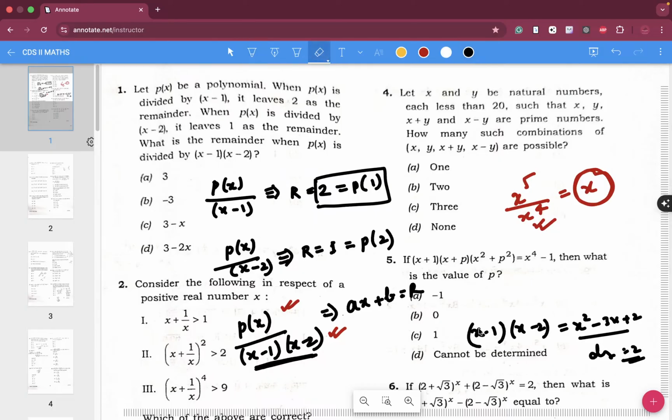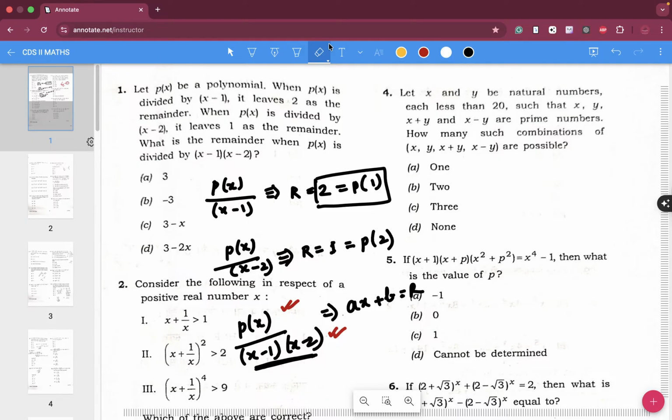Now all of us have learned that dividend is equal to divisor into quotient plus remainder. This is what we have studied. So what exactly do we mean here, and how exactly does this work out? Here we are writing the dividend, which is p of x.